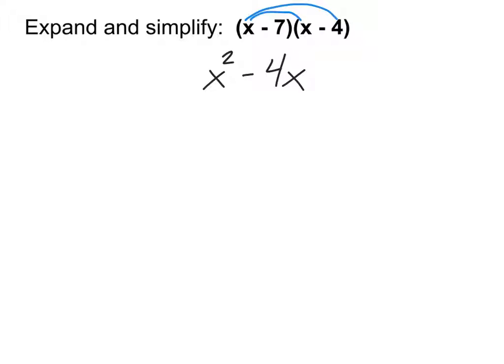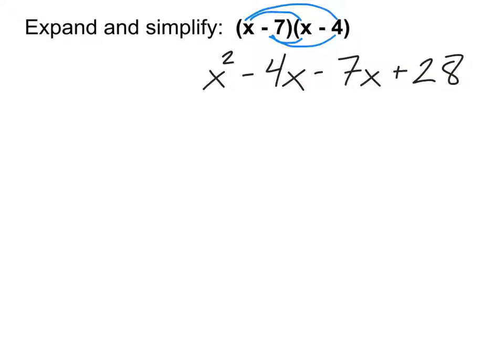Now I've multiplied everything through by that first x. Now I go to the minus 7. So I'm going to do minus 7 times the x there. That's going to give me minus 7x. And finally, the minus 7 times the minus 4. Basically here we're multiplying a negative by a negative. And a negative times a negative is always a positive. So it's going to be a positive 28, the 7 times the 4 there. That takes care of the expanding.